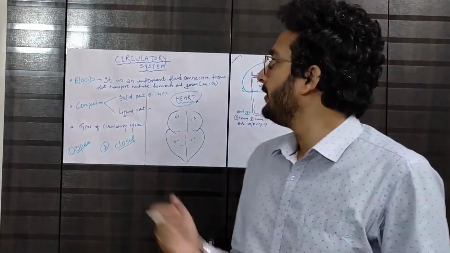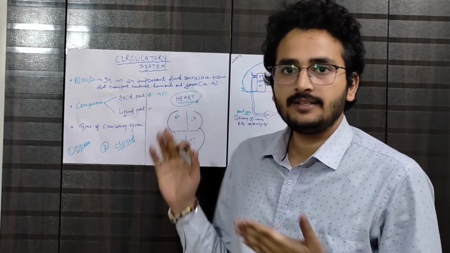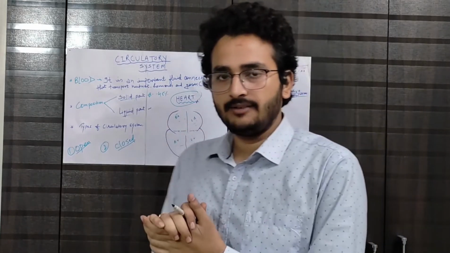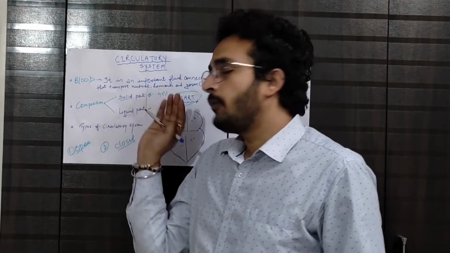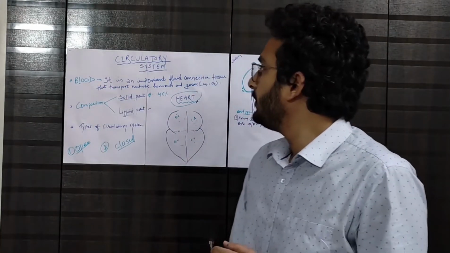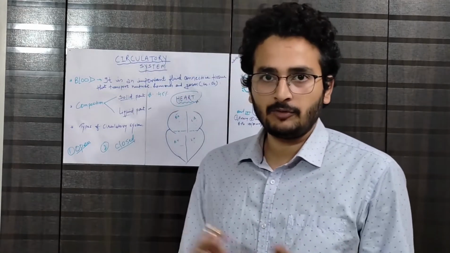Good morning everyone. Today we will learn about the circulatory system. This system is associated with circulation of blood. Blood is an important fluid connective tissue that transports nutrients, hormones and gases to the different parts of the body.